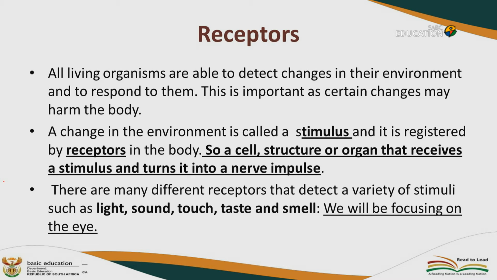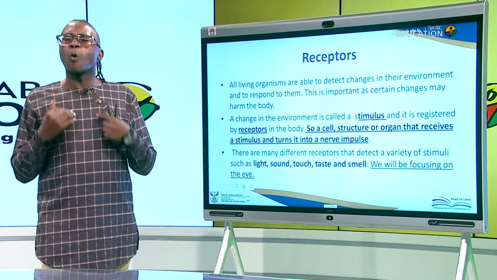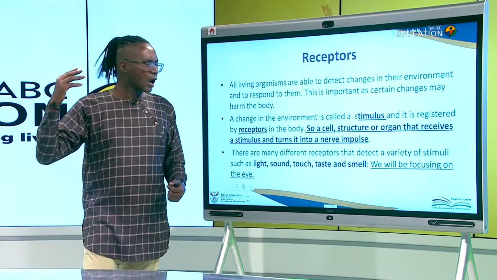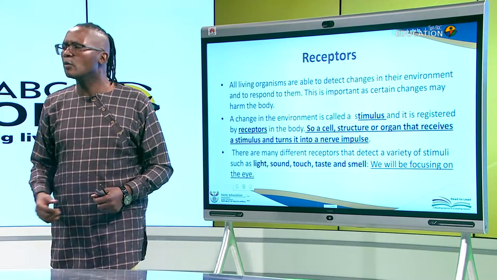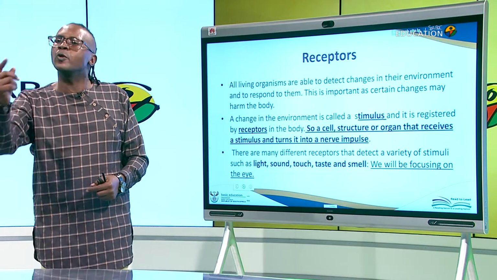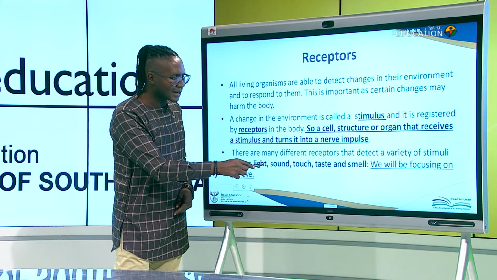Because we are living in an environment where changes are taking place, we need to have receptors that will protect us against any harm so that we become conscious of what is happening around us. So what could be stimuli around us? We're talking about light, we talk about taste, we talk about smell. So today, we are doing the human eye because we are going to respond to light.